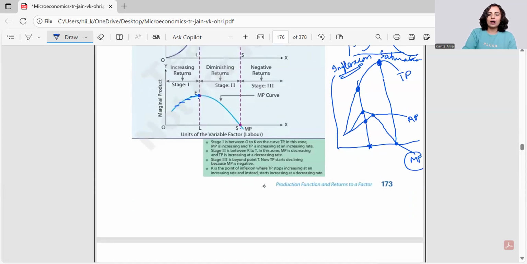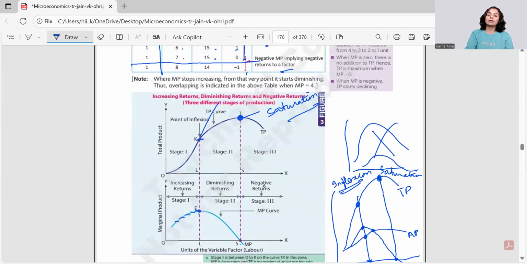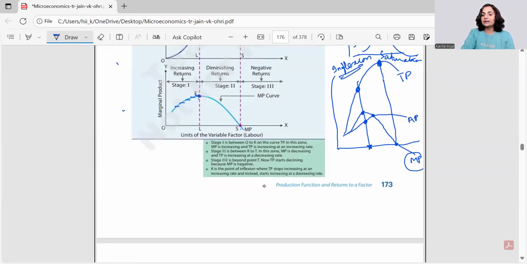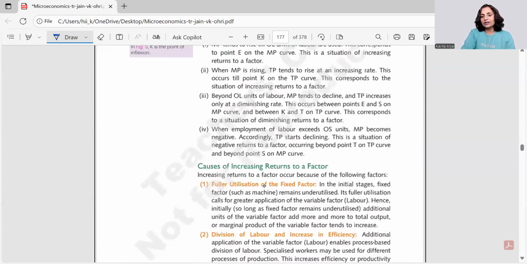So after this, when we are explaining this law, we can explain it with respect to stage 1, stage 2, stage 3. And in every stage, we would be talking about how TP, AP, and MP are behaving. Individually, we have to write about all these. And we should supplement the explanation with the help of the reasons as well. And what are the reasons?